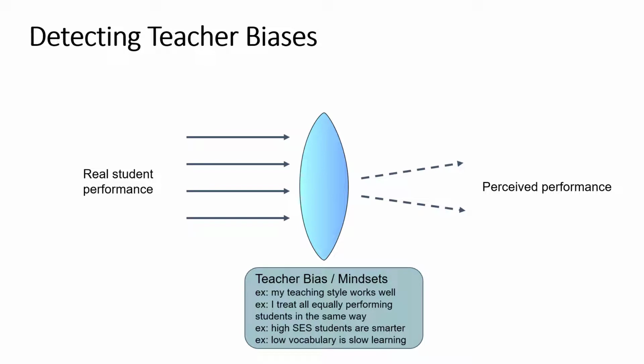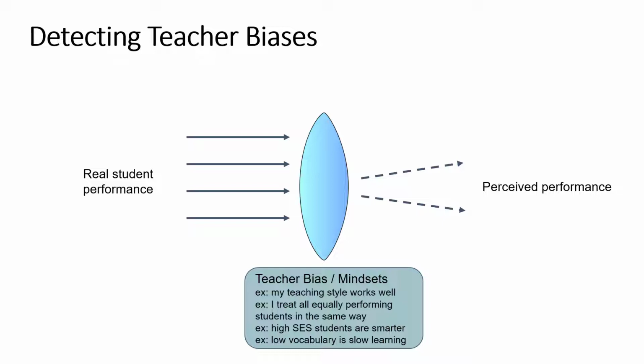Previous studies show that teachers are biased when evaluating students. Teacher biases can relate to assumptions about their own skills, such as beliefs that my own teaching style works really well and it doesn't have to be changed, or I treat all students the same way. Or they can be biases about students. For example, believing that students who are from high socioeconomic status groups are typically smarter, or students from lower socioeconomic status groups are less smart.